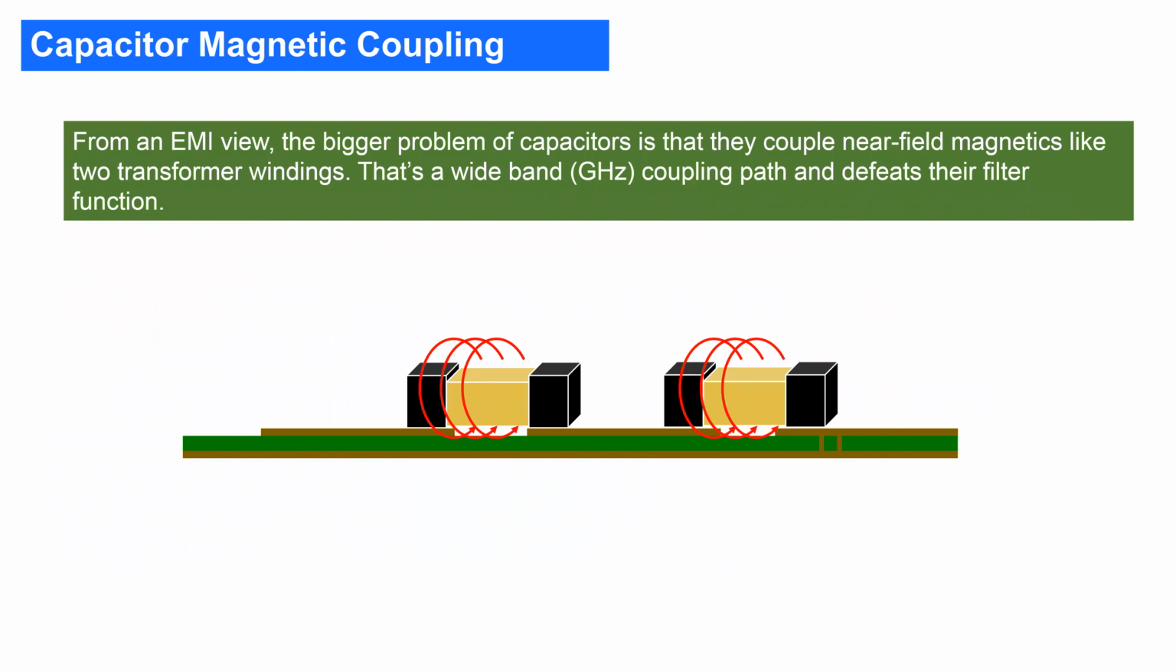On the magnetic coupling, typically, capacitors are mostly magnetic coupling elements because they have AC currents, so that's their job, to decouple voltages, make voltages stable. In order to do that, they have to conduct AC currents, and these AC currents create magnetic fields and they transform a couple. And that's a wideband coupling path, easily into the gigahertz range. And if you place them close together and they form, say, two transformer windings, that often defeats their filter function if, for example, they are filter capacitors.